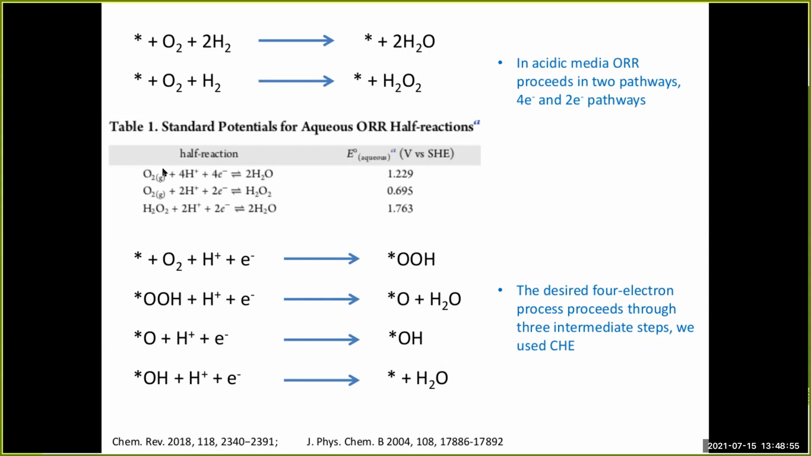Usually oxygen in the presence of protons and electrons produces water, so it has some equilibrium potential, which is obtained from the basic thermodynamic equations. For the 4 electron process, the equilibrium potential is 1.23. For the 2 electron process, with peroxide formation as the product, the equilibrium potential is 0.695 electron volts. From hydrogen peroxide again forming water, the equilibrium potential is 1.763. Let us see how it helps in the computational hydrogen electrode approach.